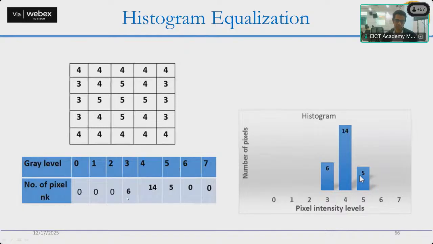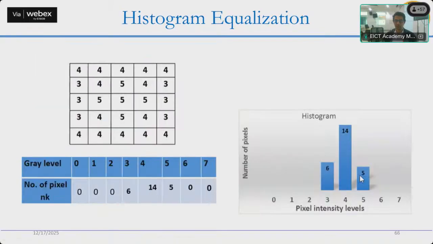So how many counts are there? For the value 3, it is 6, 1, 2. This is 1, 2, 3, 4, 5, 6. At the value 4, this is basically 14. This is the value 5, value 6 is 0, and this is there. So this is a histogram.